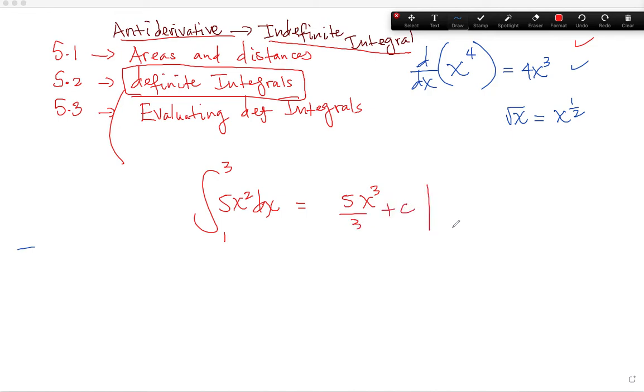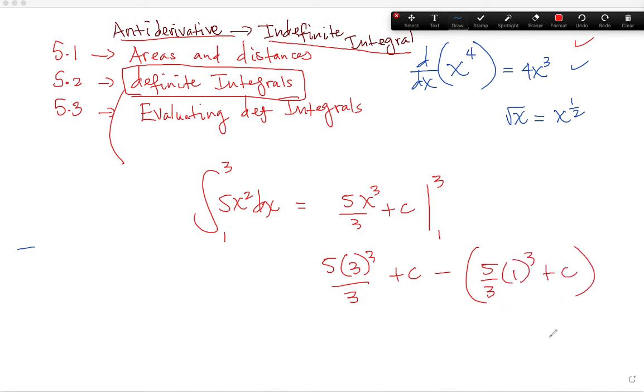When we're evaluating, we're plugging in 1 and 3. We plug in 3 first, so we have 5 times 3 cubed over 3 plus c. But then we subtract what we get when we plug in 1, so that'd be 5/3 and then 1 cubed plus c. Now when you execute this to simplify, what happens to the plus c over here and the plus c over there? You cancel out. Exactly, exactly.